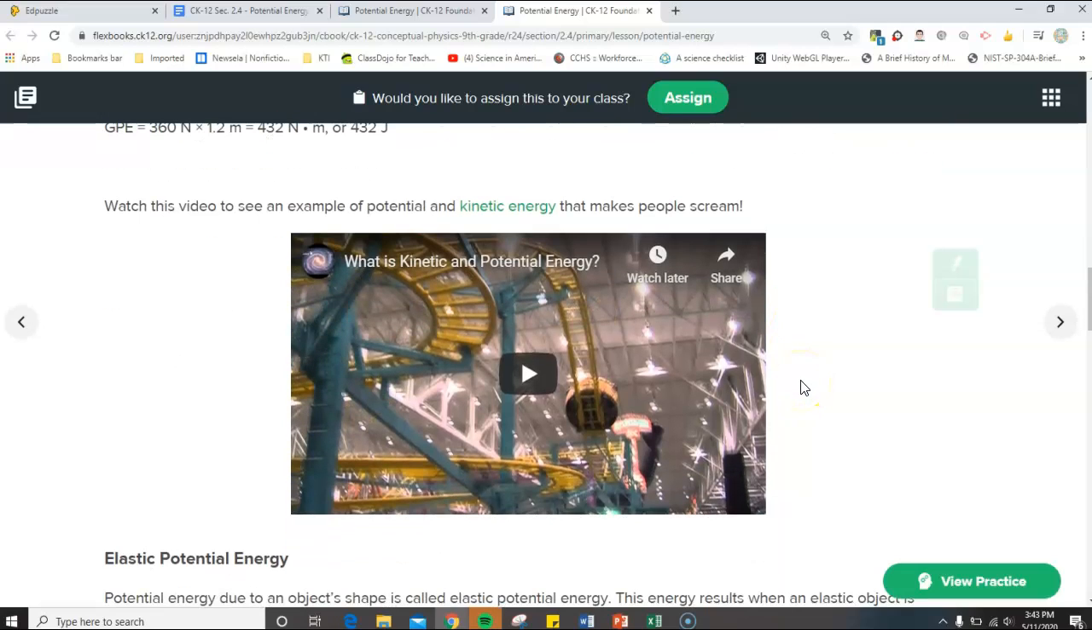I want you to make sure that you watch this short video. It's really neat. It's on roller coasters and how kinetic and potential energy is utilized to make a roller coaster go through the entire track, and how the energy is converted, and then in the end how it is eventually dissipated and the roller coaster comes to a stop. So if you like roller coasters, you'll especially like this video. So make sure you watch that. It gives you a real life example of kinetic and potential energy in motion.